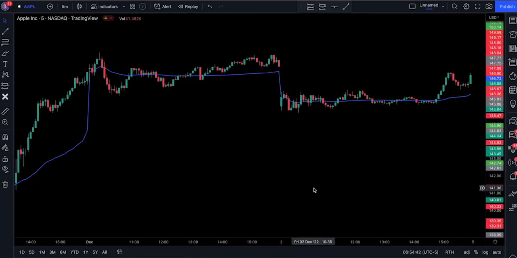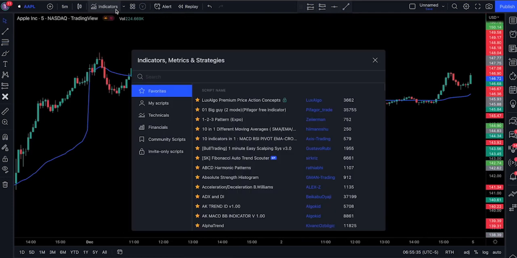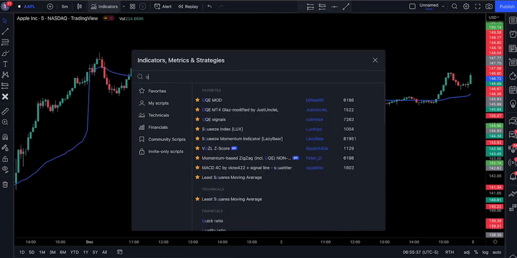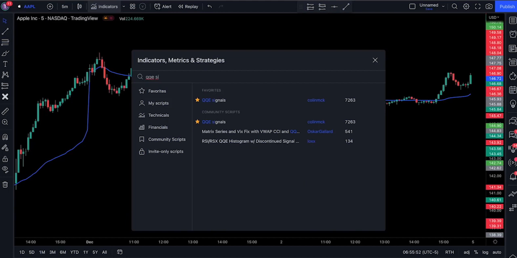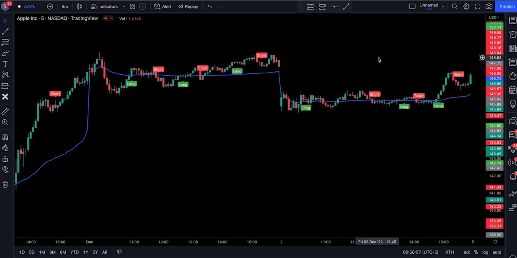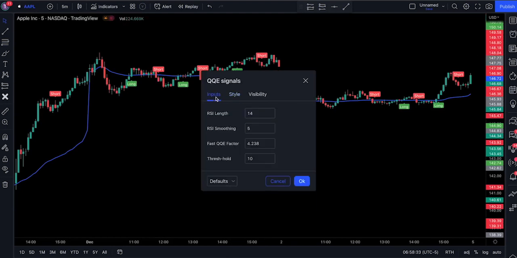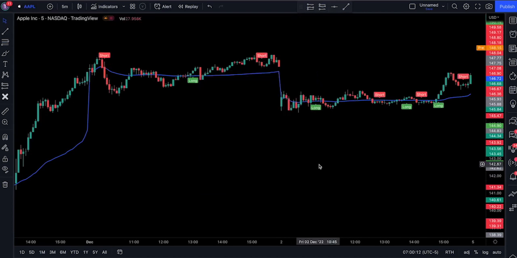Okay, now let's add the next indicator to the chart. For that, you need to type in QQE signals. It's going to be this indicator by Colin MCK. This indicator is much easier to read than a regular QQE because it prints long and short signals directly on a chart. So the next step will be to access the indicator settings and in the input section change the RSI length from 14 to 20, the RSI smoothing from 5 to 10, and the fast QQE factor to 3. These are currently the best settings I have found for this indicator.